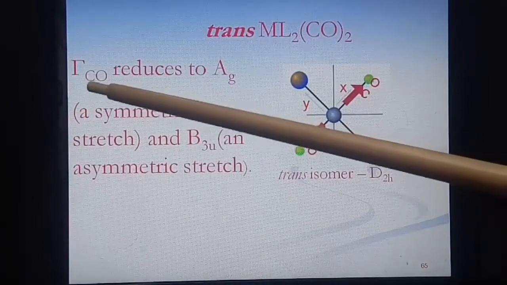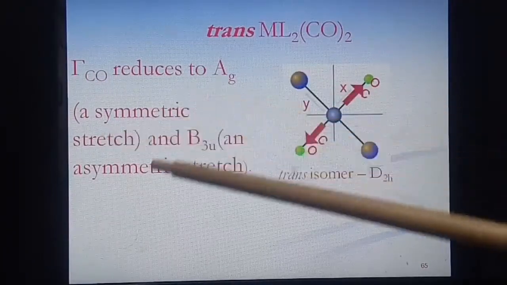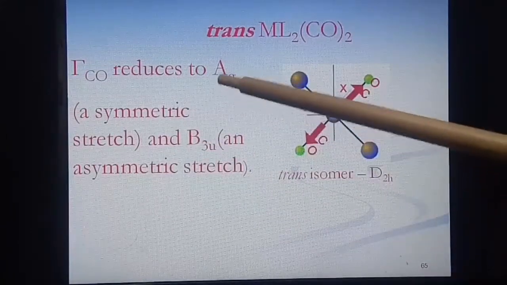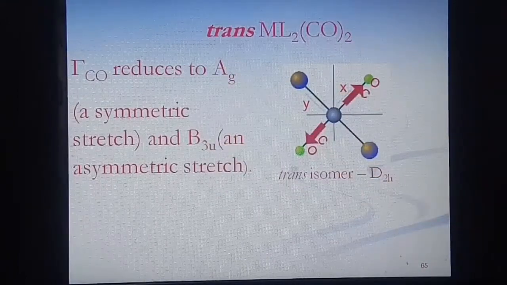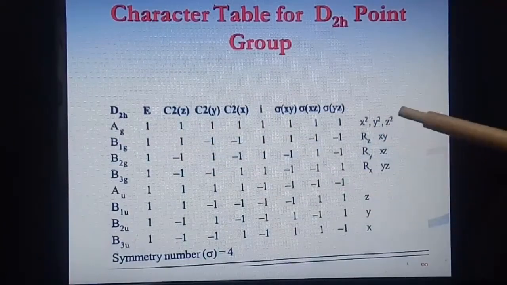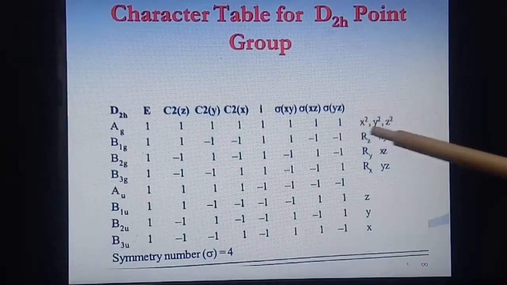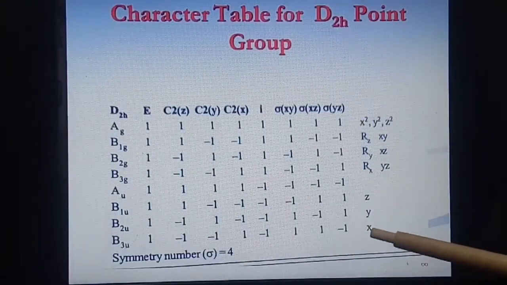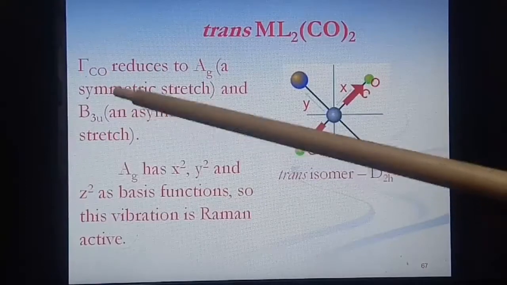Now this reducible representation of CO reduces to Ag, a symmetric stretch, and B3u, an asymmetric stretch. So the reducible representation of this will be Ag and B3u. Ag has the quadratic functions, so it will be Raman active, and B3u is on the x-axis, so it will be IR active.